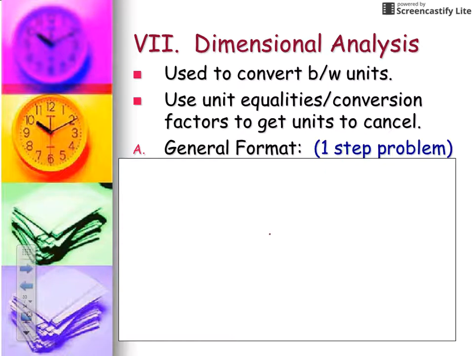Of course, we could do multi-step problems as well, but this will just be the general setup for a one-step problem. When you read your problem, you want to always identify your known and your unknown. Your known is going to involve a number with its unit. So whatever unit they're giving you with, we'll call that the given. And make sure that you always put it with its units.